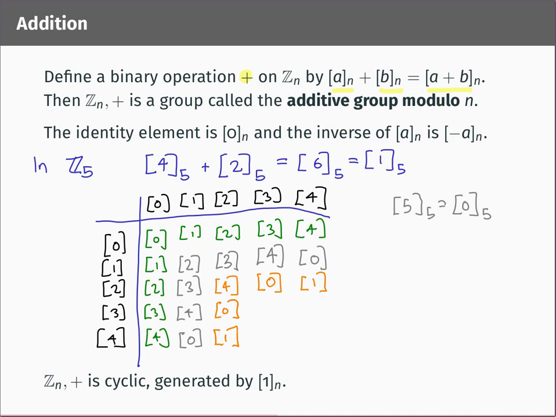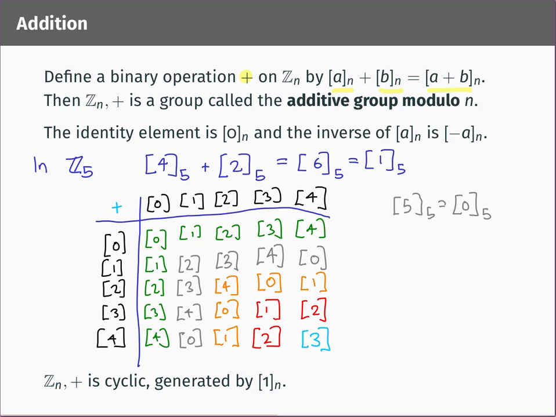So one more layer: 3 plus 3 is 6, and the class of 6 is the same as the class of 1 because 1 differs from 6 by a multiple of 5. 3 plus 4 is 7, and that differs from 2 by a multiple of 5. Then in our final layer, 4 plus 4 is 8, and 8 is congruent to 3 mod 5, so the class of 8 is equal to the class of 3. So there is our group table, our Cayley table, for the additive group modulo 5.